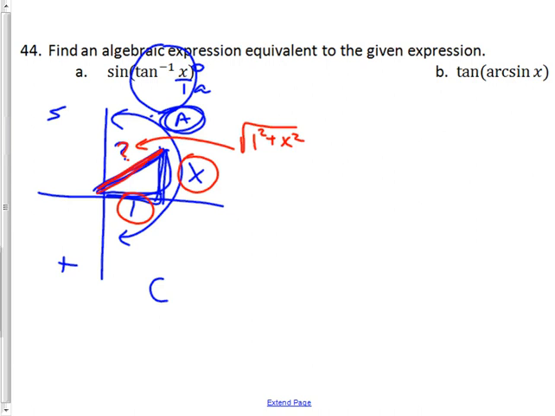That's that side. Now I want the sine of that. The sine in the same little triangle. Sine is opposite over hypotenuse. So that would be x over the hypotenuse, which is square root of 1 plus x squared. Why not 1 squared? Because 1 squared is 1. Okay?